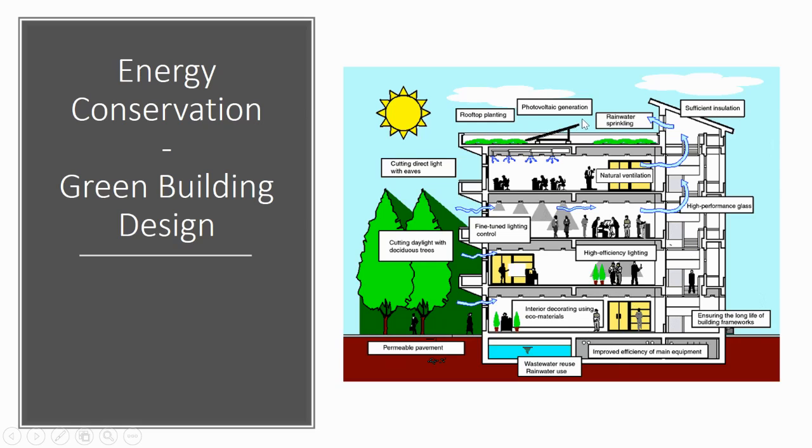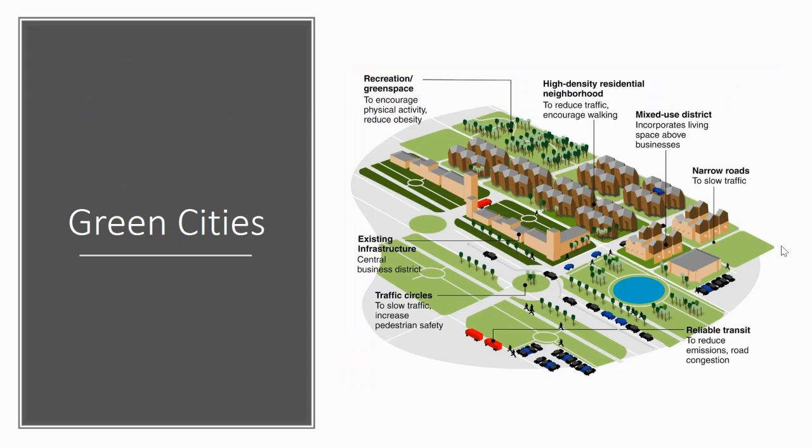We see that they have solar panels, or photovoltaic generation, being used to help generate electricity throughout the building. They have sufficient insulation that's going to help conserve heat. They have high efficiency lighting. They have interior decorating that's using more eco-friendly materials. So like I said, big corporations can really take a look at the design of their office buildings and start implementing more green building design. We can also even look at cities. Cities can actually become more green.